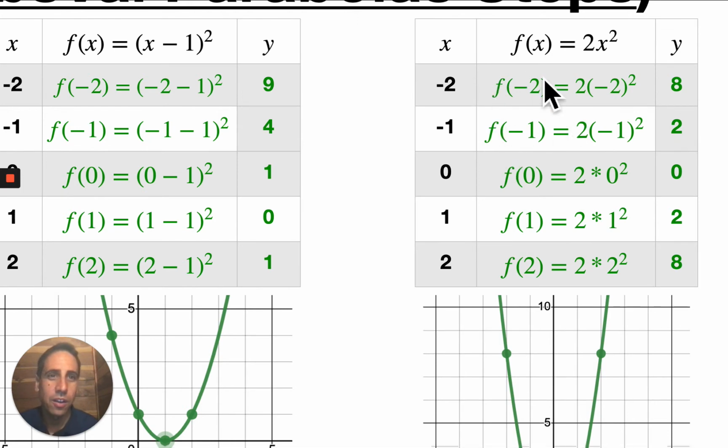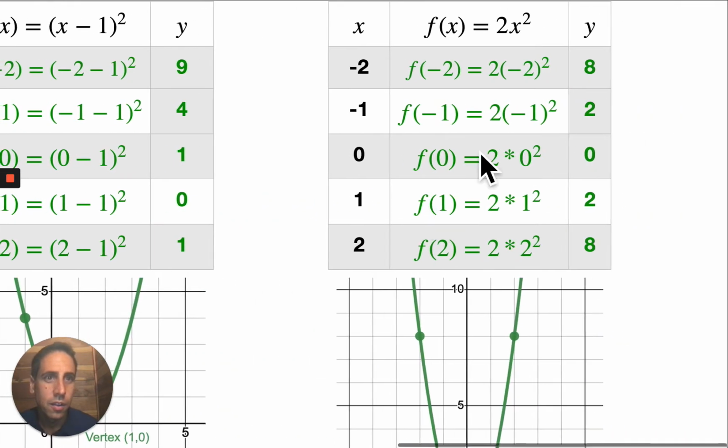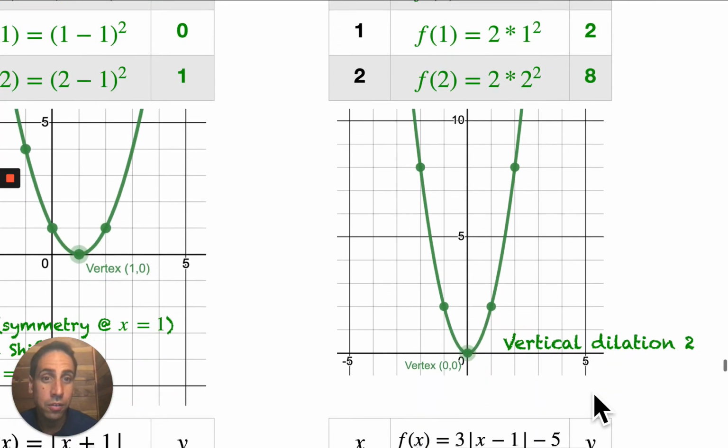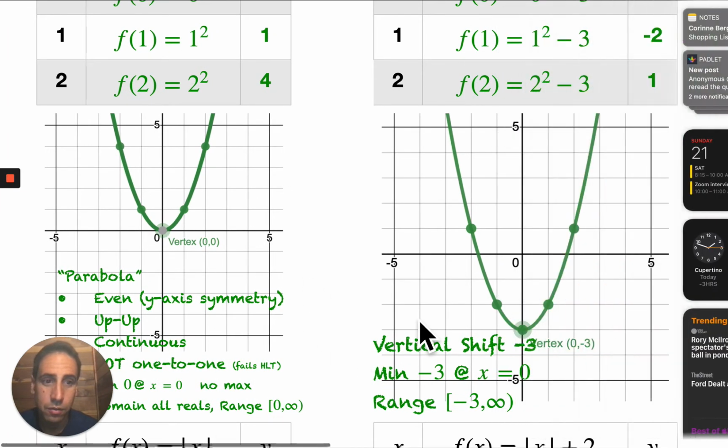Alright, so let's do 2x squared, meaning you take the input, you square it, you multiply by 2, in that order. So it looks exactly like this table, except all these y values are doubled. Because that's what you do. 2 times itself is 4 times 2 is 8. Negative 2 times itself is the same. It's positive 4 times 2 is 8. Each one of the rows corresponds to a point, and wow, look at this. Everything is the same. It still is even, continuous, same symmetry, still fails the horizontal line test. Everything is the same. Even the vertex is the same as the original. 0, 0.